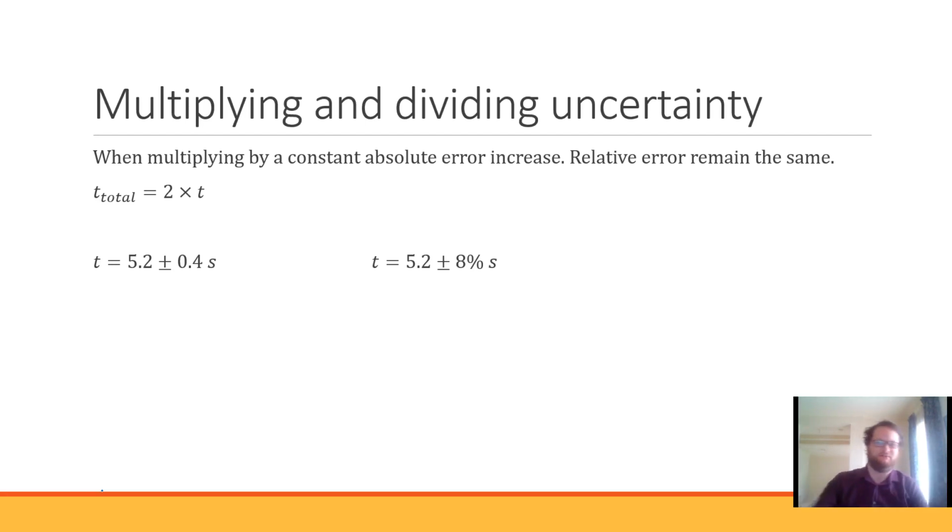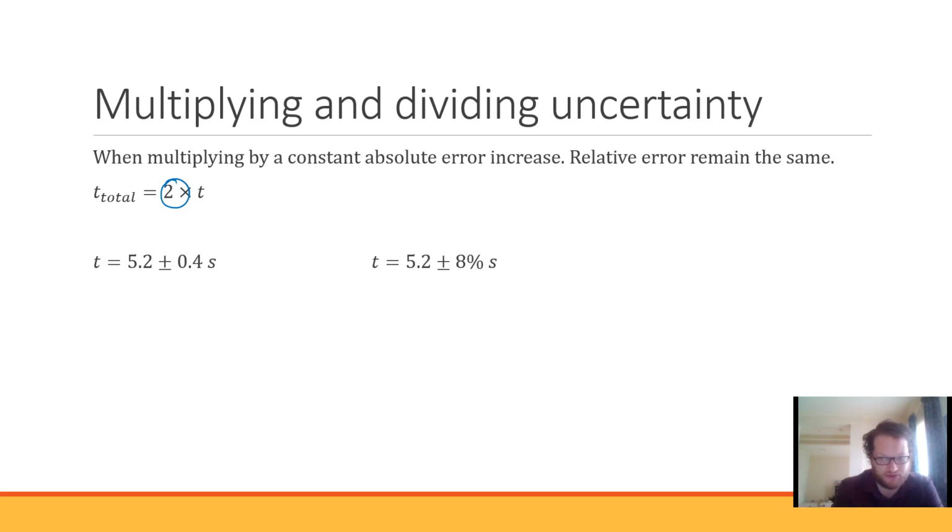Ladies and gents, today I'm just going to quickly go through how to multiply and divide uncertainty, or how to multiply and divide errors. There are two types of things: errors that have a scalar, something like times 2, and errors where you multiply two errors together.